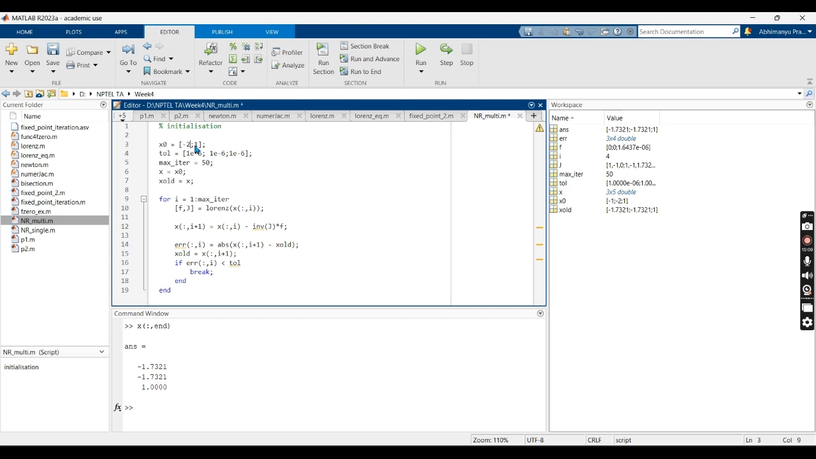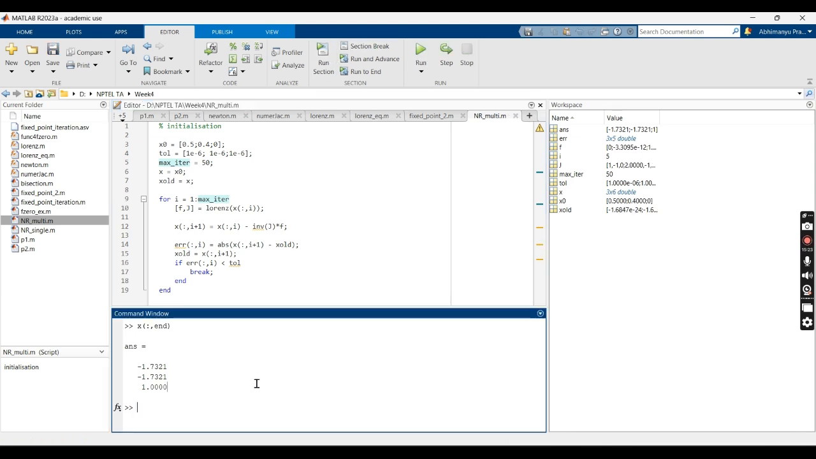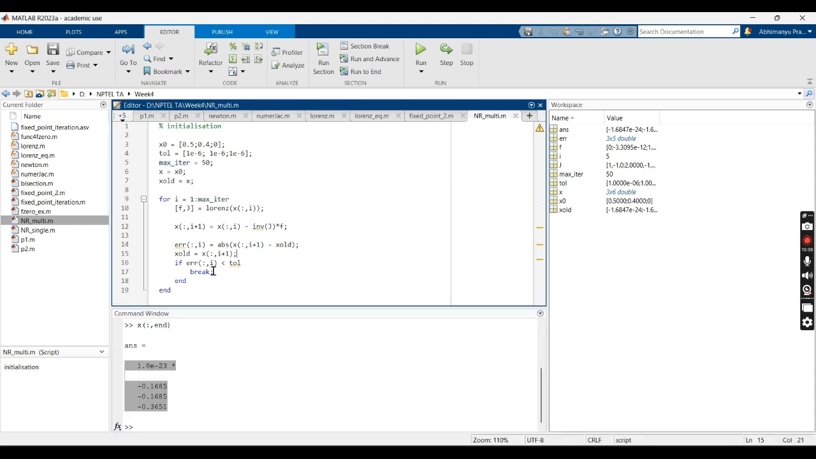So if I write it like something 0 0.5, 0 0.1, 0 0.4, and 0. So now I am getting a value which is close to 0, right? Okay. So this is there.